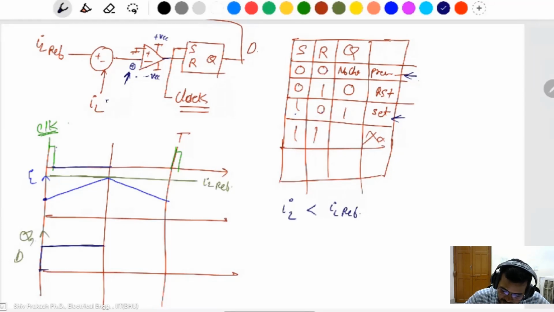After this, if IL is greater than IL reference, this means a negative value.